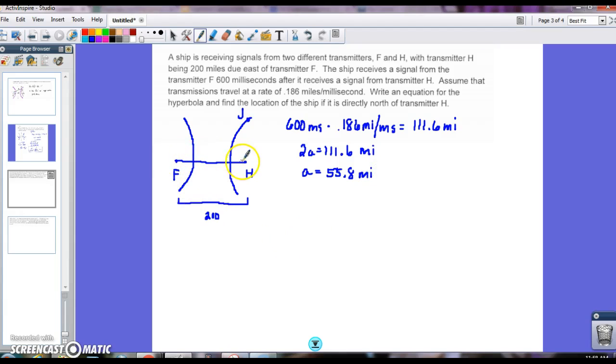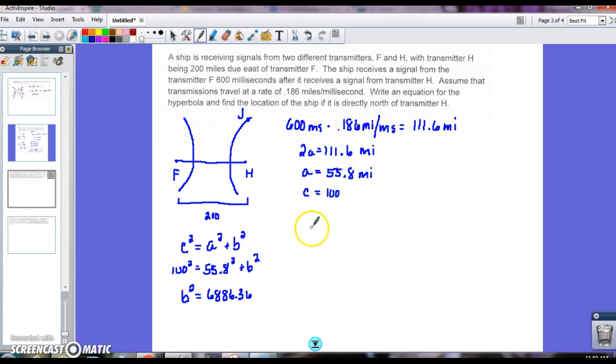Because the distance from focus to focus is 200, I know that C is going to be half of that, so I know C is 100. And then from there, I can figure out what B squared is. So C squared equals A squared plus B squared. So 100 squared is equal to 55.8 squared plus B squared. And when you figure that out, we end up with B squared as 6886.36.